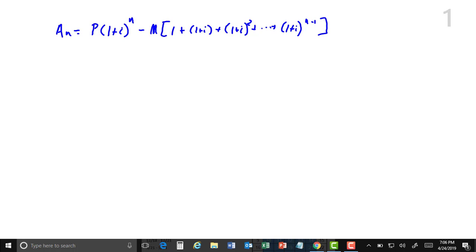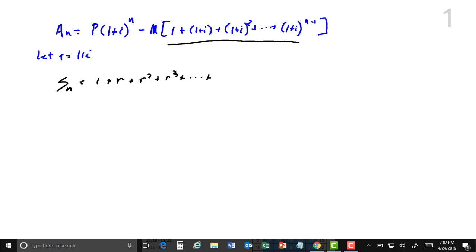Okay, looking at that part there, I said let's make a substitution. Let r equal 1 plus i. So I can call that a sum. I'm going to sum the terms here, but I'm going to write them in terms of r now, right? So I have 1 plus r. Notice that r times r would give me an r squared, and r cubed, plus dot dot dot plus r to the n minus 1, you see?